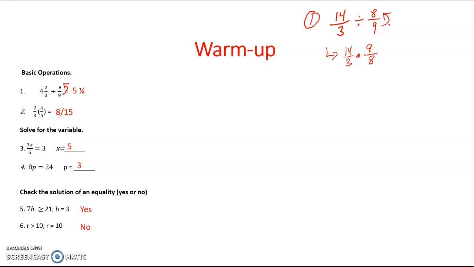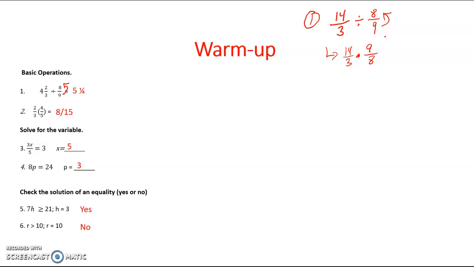So I found the reciprocal of 8/9, and then I change that division symbol into a multiplication symbol. All right, so I can do this 2 ways. I can multiply 14 times 9 and then 3 times 8 and then get a fraction and simplify that fraction. But I can make these fractions a little bit more manageable by simplifying them, cross canceling.